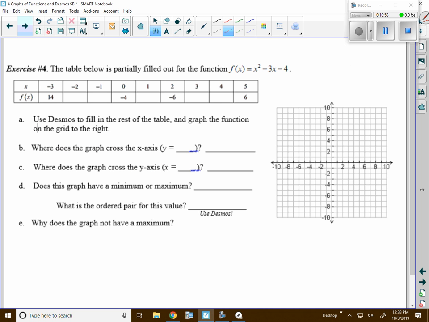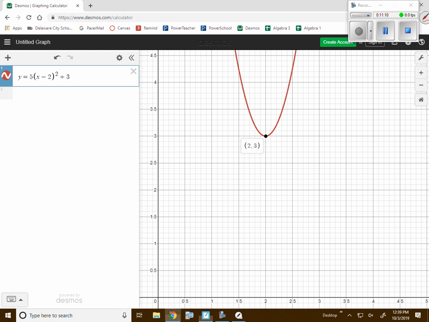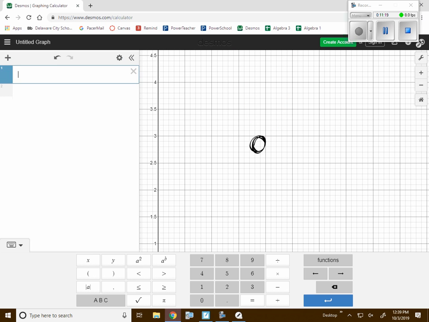All right, we're going to use Desmos for the rest of this page. It says the table below is partially filled in. How can we easily fill in the rest of the table? Create a table in Desmos. So go ahead and go to Desmos, delete what you have in there, and we're going to put in that new function. You can use y equals instead of f of x if you would like to.